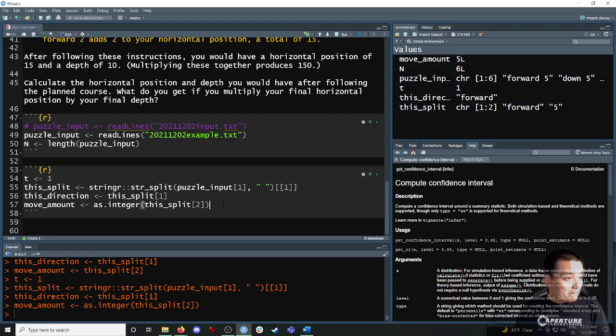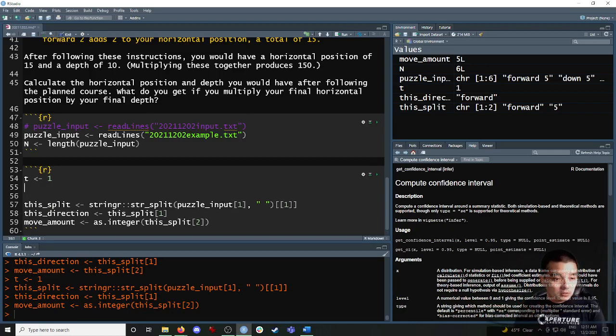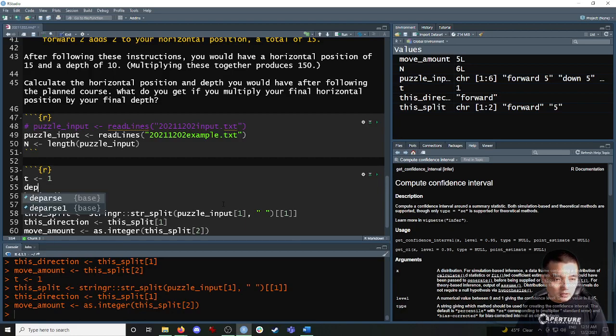So now we need to be able to tell and keep track of the submarine's total movements, the horizontal direction and the depth. Like the puzzle said, the horizontal distance is going to start at 0, and the depth is going to start at 0.